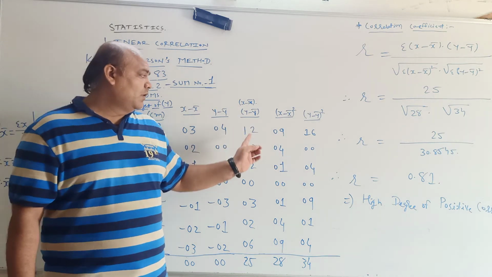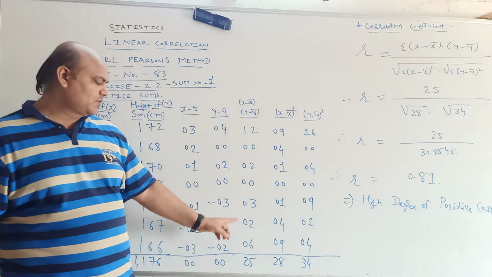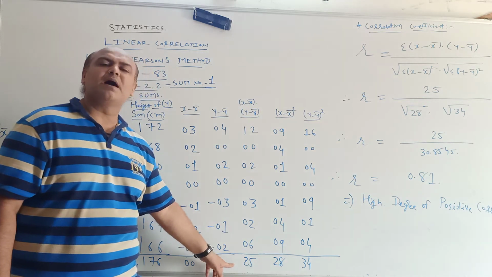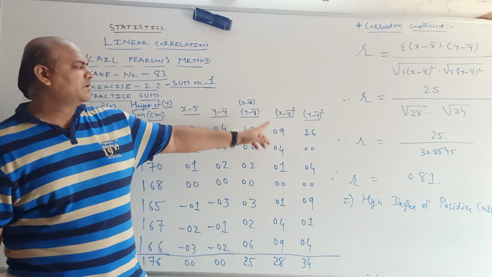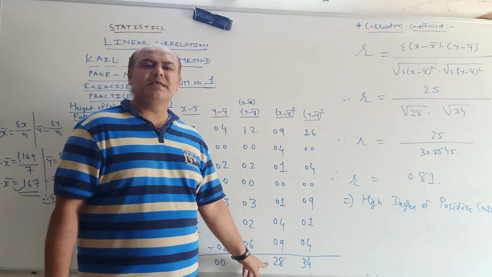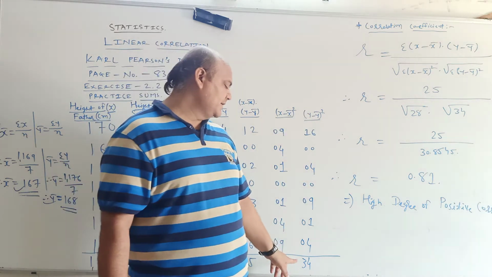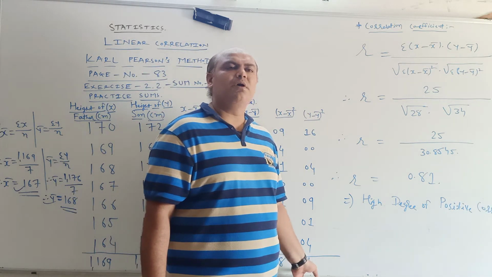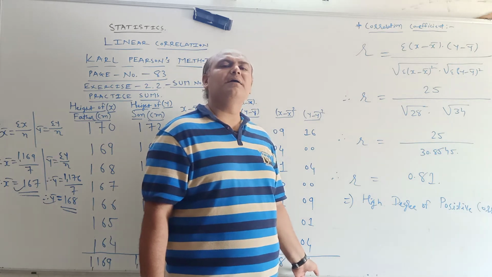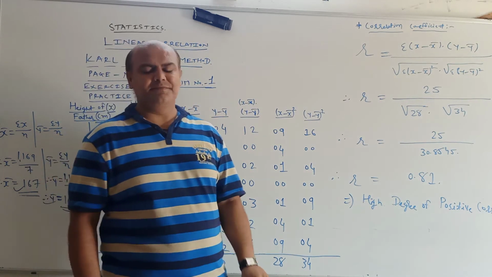The total of the x minus x bar into y minus y bar column is called sigma x minus x bar into y minus y bar. The total of the column of x minus x bar square is called sigma x minus x bar square. The total of the y minus y bar square column is called sigma y minus y bar square. This is it, the raw material is ready.